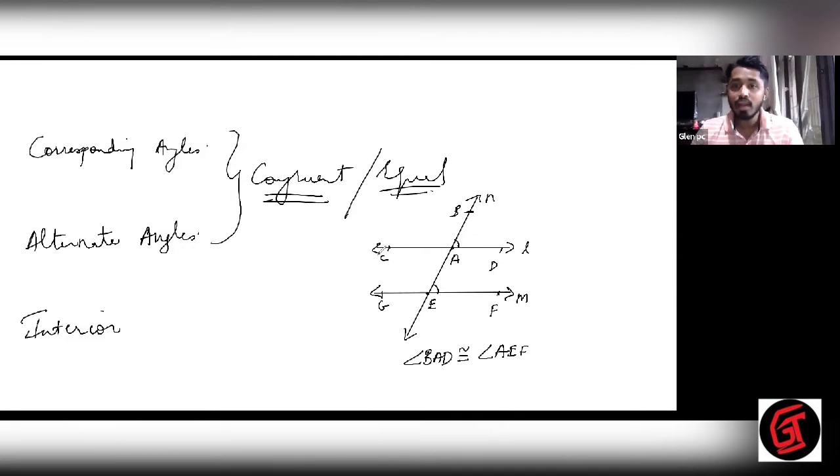Always, when there are two parallel lines and when there is a transversal, only then these types of angles are formed. Suppose there are two parallel lines. Suppose the two lines are not parallel.